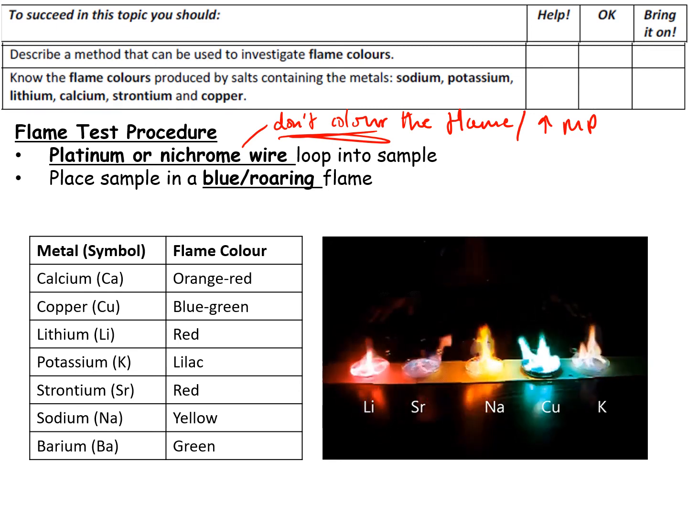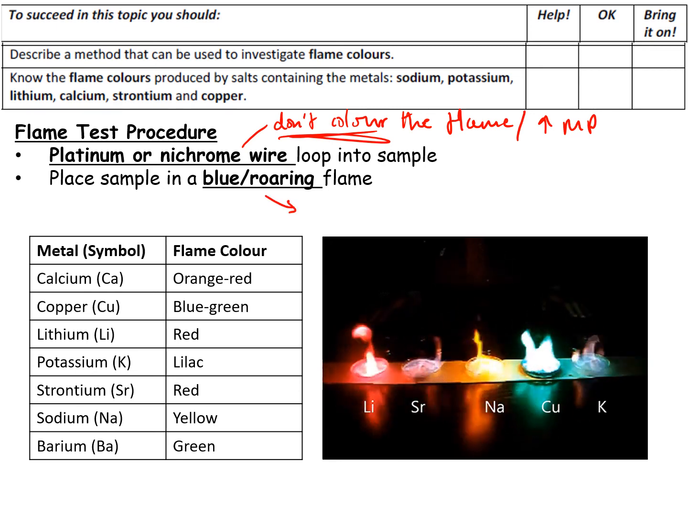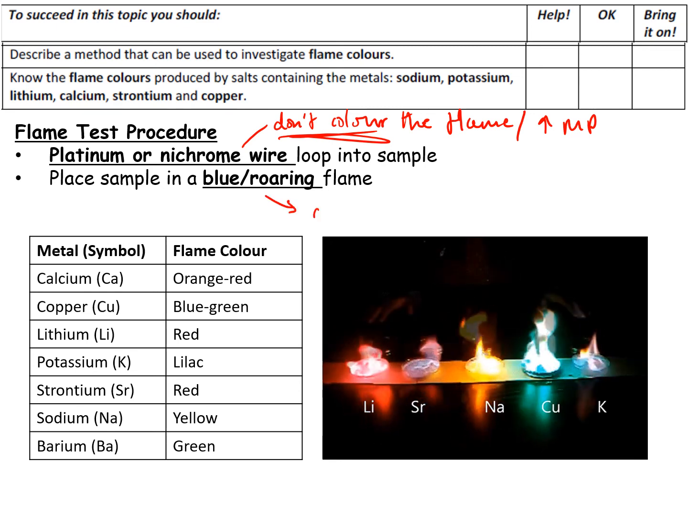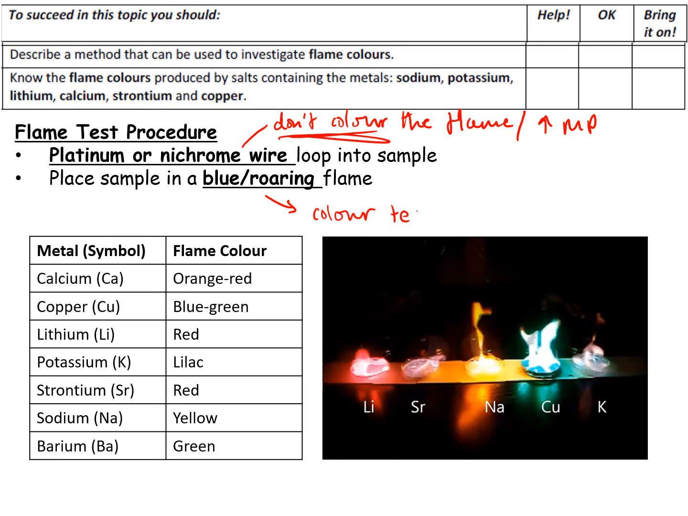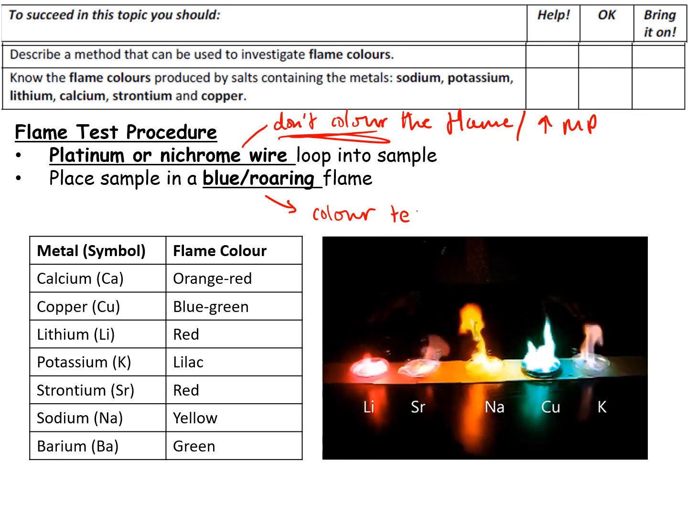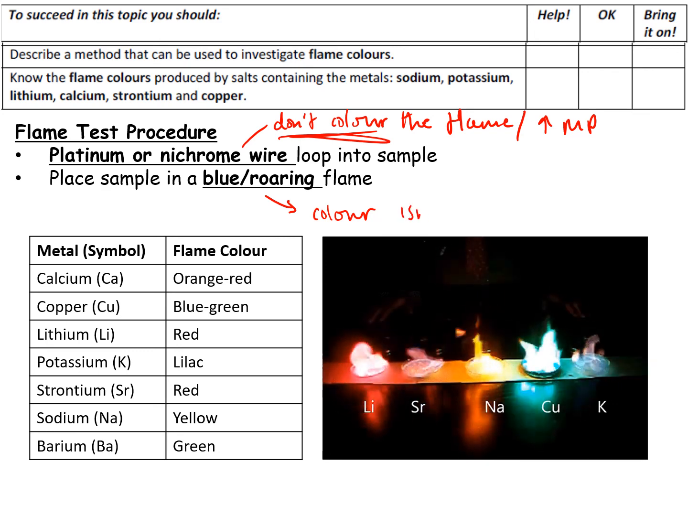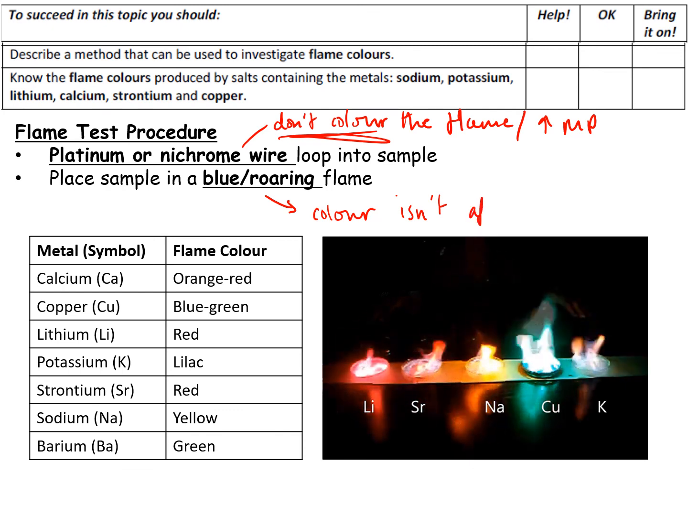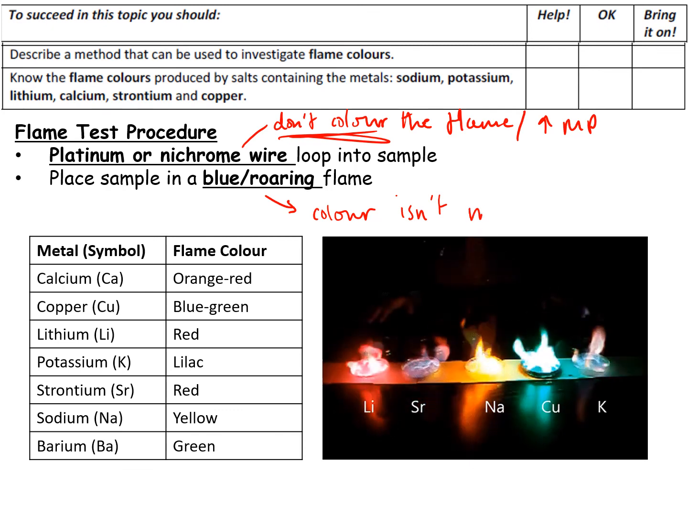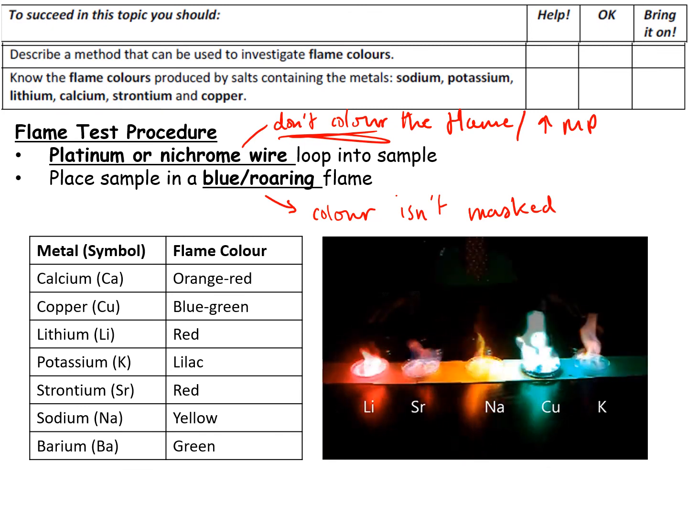Then you place the sample in a blue or roaring flame. It has to be blue or roaring, and that's just so the color isn't affected. With these tests, it's all about the color. Also you can see it clearly, so the color isn't masked. Okay, so those are important.